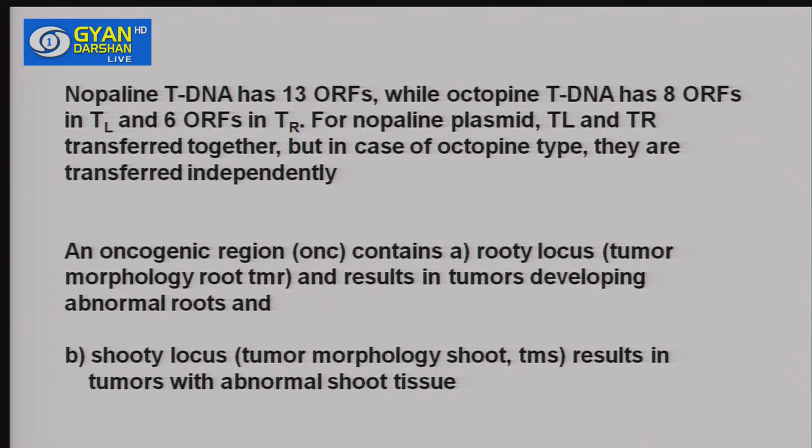And what are these oncogenic regions? Oncogenic loci, that is rooty locus or tumor morphology root, which is designated as TMR, and results in tumors developing abnormal roots, and shooty locus or tumor morphology shoot or TMS, which results in tumors with abnormal shoot tissue. So if there is abnormal root formation, you have to understand that it's a hairy root kind of system, or we also call it root mat disease. Or if it is an abnormal shoot tissue, then you have to understand that there is a crown gall formation.